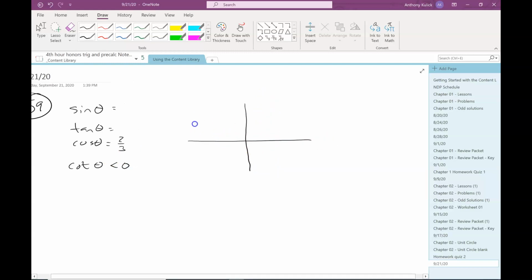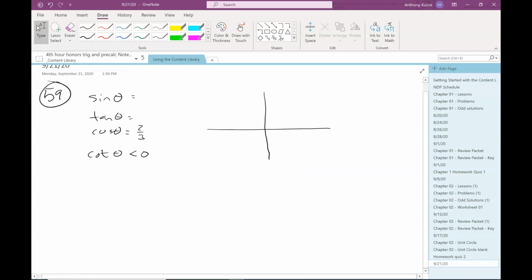So I'm going to start by first establishing what quadrant I'm going to draw my triangle in. So cotangent is negative. Well, I remember that cotangent is y over x. So for y over x to be negative, I need one of the two to be negative. So that means I'm either in the fourth quadrant or in the second quadrant. Are you okay with that? I should write it over here.